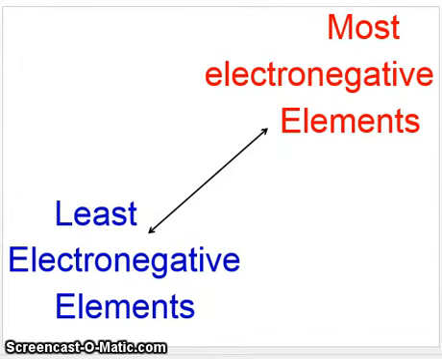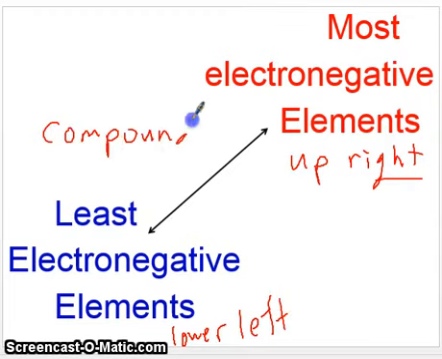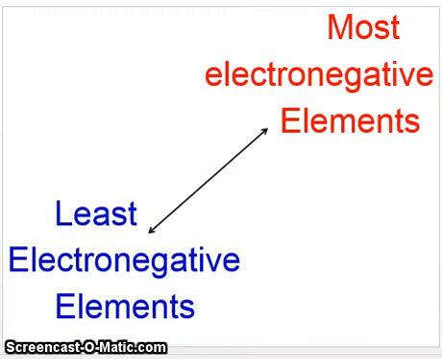The most electronegative elements are in the upper right of the periodic table. The least electronegative elements are on the lower left of the periodic table. So just like electron affinity trends, the two are actually talking about the same thing, except this one talks about it in terms of compounds. The elements have to be in compounds. So why don't we try a little example?